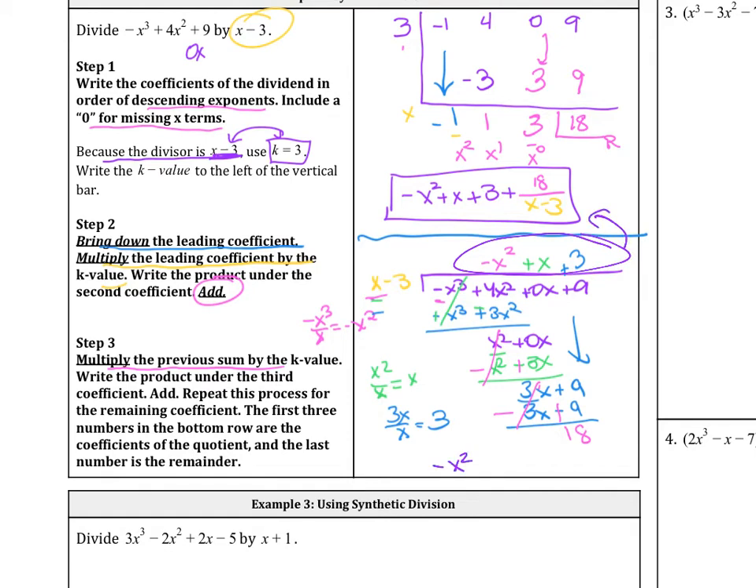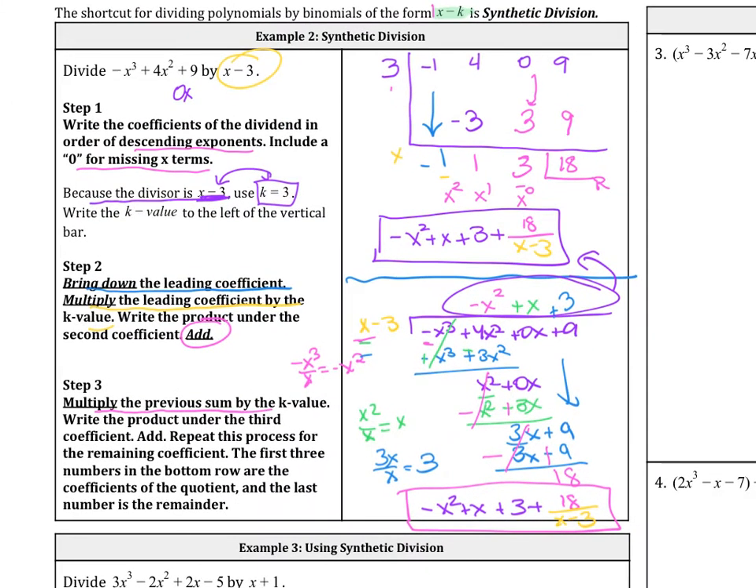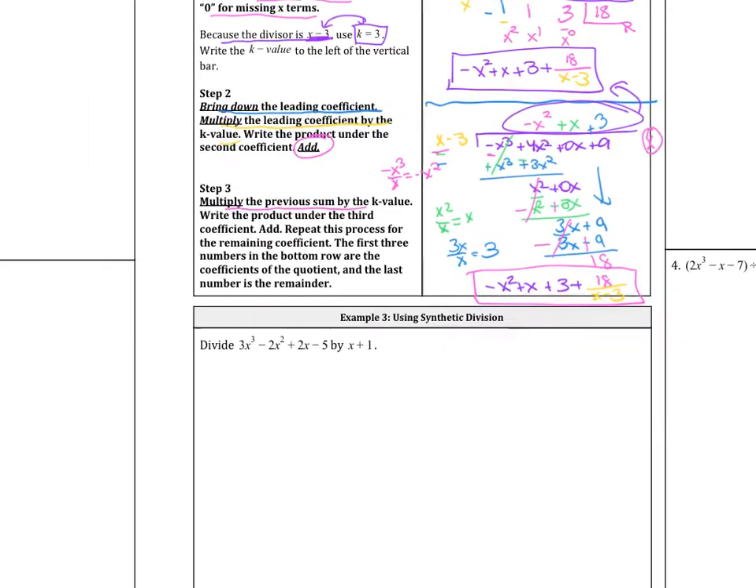We have negative x squared plus x plus 3 plus our remainder of 18 over our divisor of x minus 3. I don't know about you, but if I can use synthetic division, I would prefer to do this than to do this. This takes a lot more time. Of course, you have no choice to use it sometimes because it's not of the form x minus k.